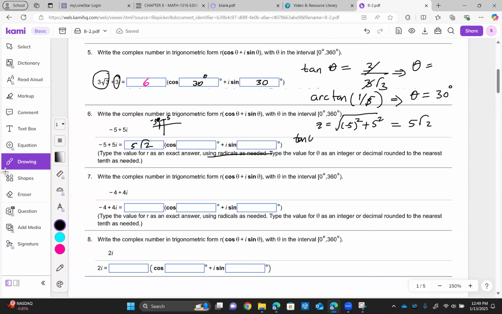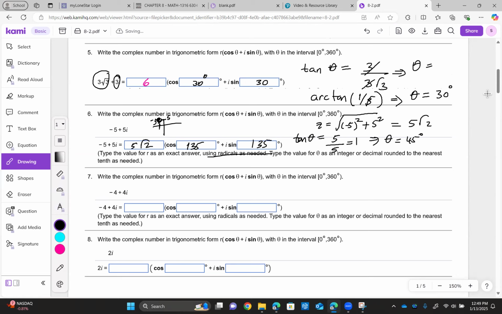Now for tangent of theta, I'm just setting up the tangent equation for the reference angle. Tangent of theta is b over a, so it's 5 over 5, which is just 1. So for the reference angle, this is 45 degrees. For 45 degrees, tangent theta is 1. But I cannot put 45 here because the point I got from this complex number is in the second quadrant. In the second quadrant, the same values as 45 degrees, we have 135 degrees. So the answer is 135 degrees for this question.